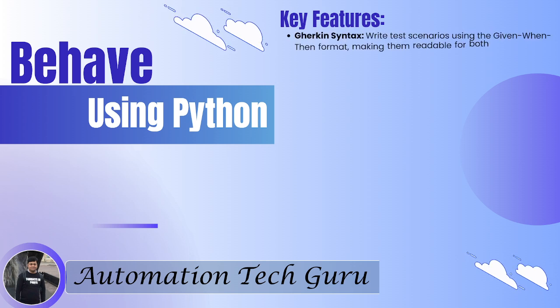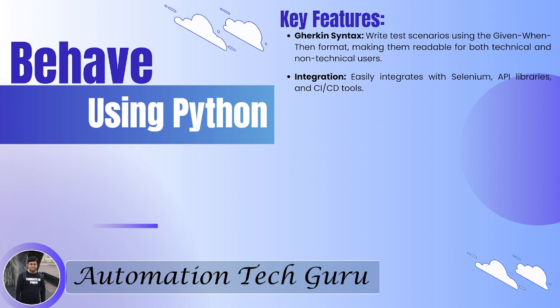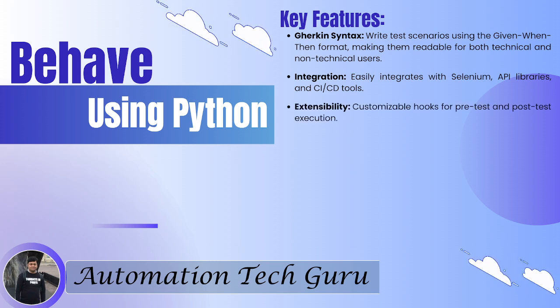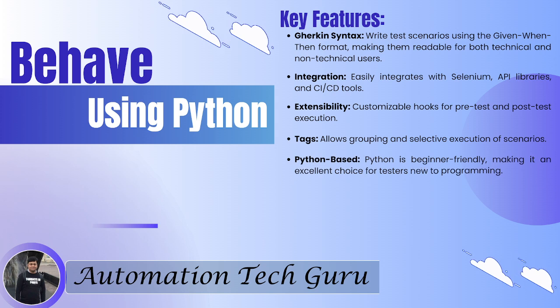Next is key features. So again, Gherkin syntax: you can write a test scenario using Given, When, Then format, and that can be readable for both technical and non-technical users. Integration: easily integrated with Selenium API library and CI/CD tools. Extensibility: customizable hooks we can use for pre-test and post-test execution. Tags: it will allow grouping and selective execution of scenarios. Python-based: Python is beginner friendly, making it an excellent choice for testers new to programming.